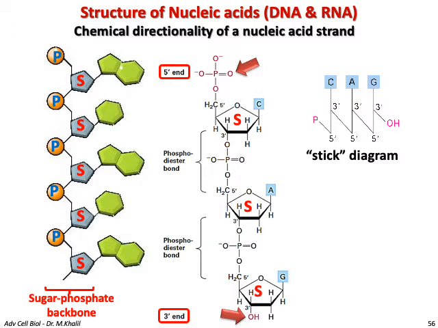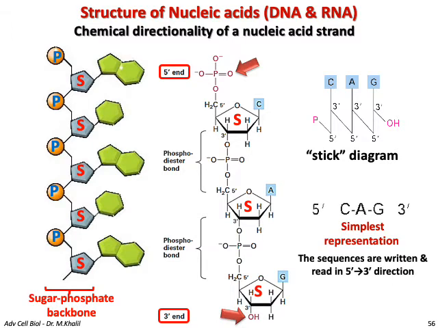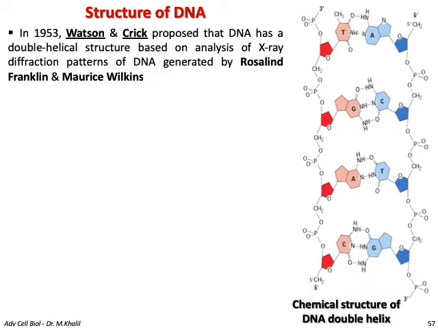For a simpler structure, a stick diagram shows the location of the bases, but nowadays scientists prefer to write it in this format with the 5' end up in the front, and they omit the chemical structure. This is the simplest representation, and the sequence is always written from 5' to 3'.